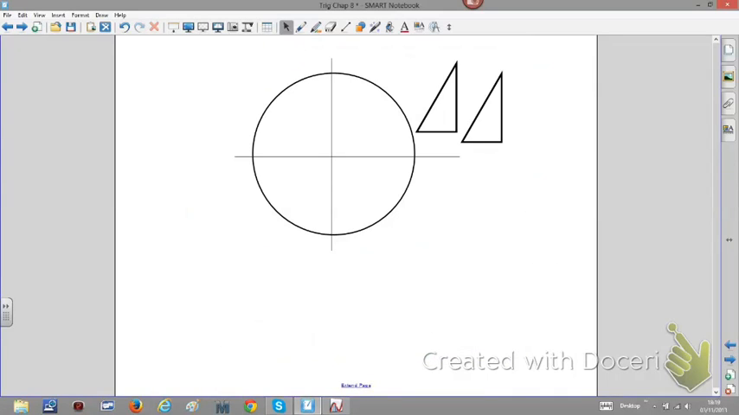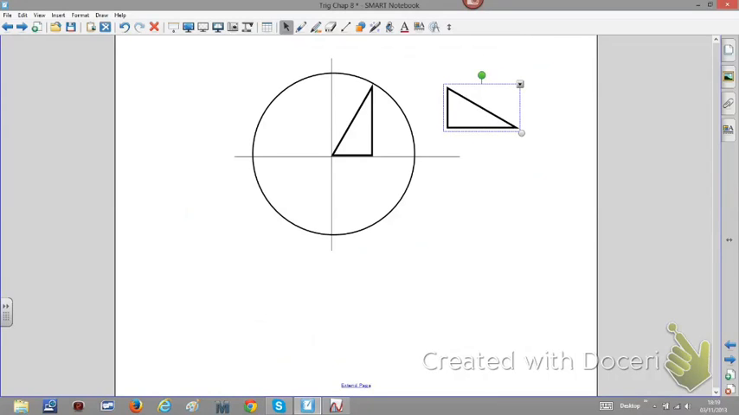Now, I've got two congruent triangles here, and I'm going to put the first one into the circle, and the second one, I'm just going to rotate it 90 degrees, or rotate it the other way around, and put that into the circle as well. Now I'm going to label the angles, so let's say this one here is theta, so this one here would also be theta.